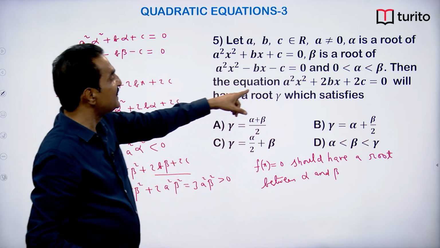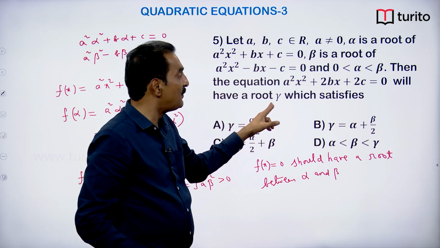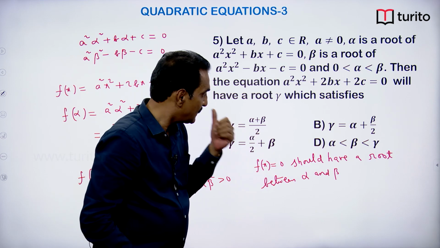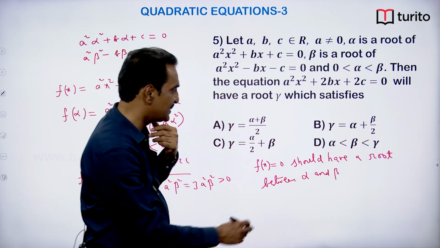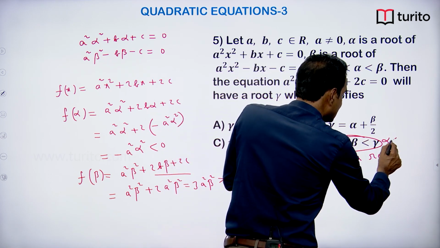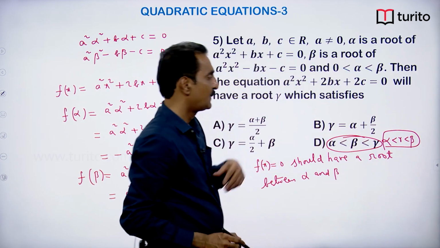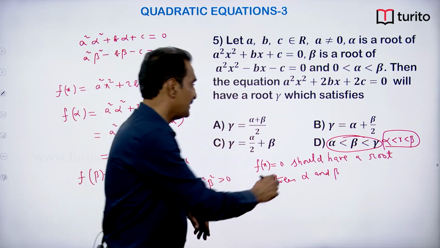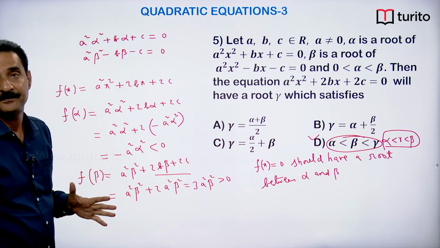He said gamma is the root of this equation. So, then the equation will have a root gamma which satisfies, what is the correct option? Oh, sorry, here there is a printing mistake. It should be alpha less than gamma less than beta. Okay. So, correct answer is option D.